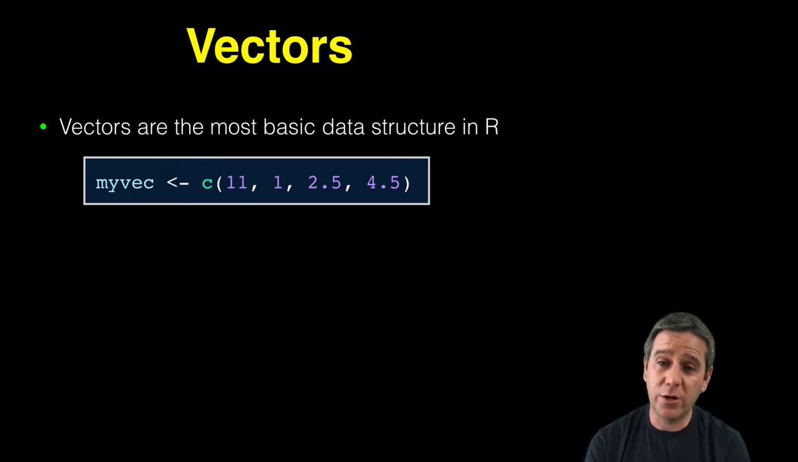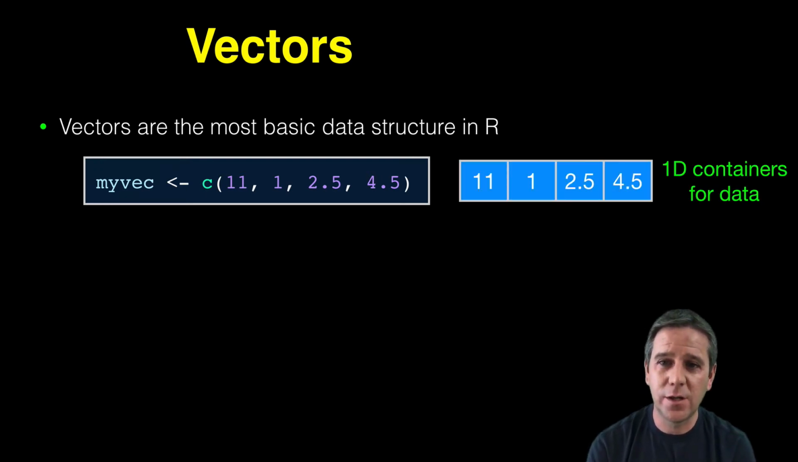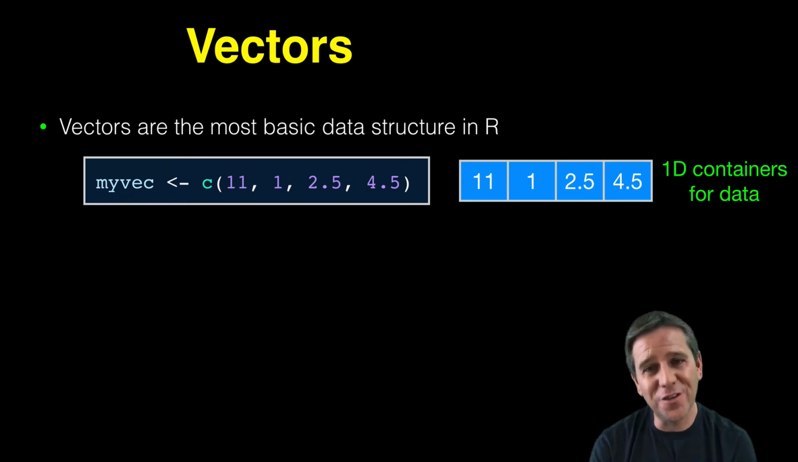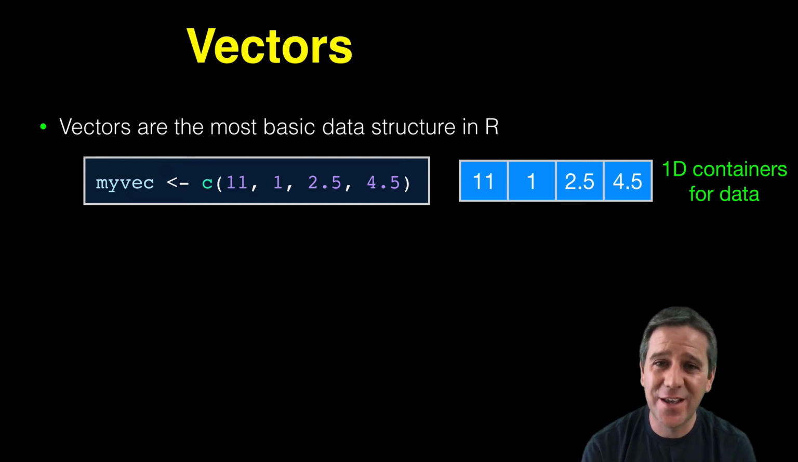So vectors are the most basic data structure in R. We already created one when we created X there, that 1 to 50 vector. Here we're creating another one called myVec. We're just making up that name, and it's going to have 4 values in it, 4 numbers. It's a one-dimensional container with those values in each of those elements of the vector in order: 11, 1, 2.5, 4.5 here.